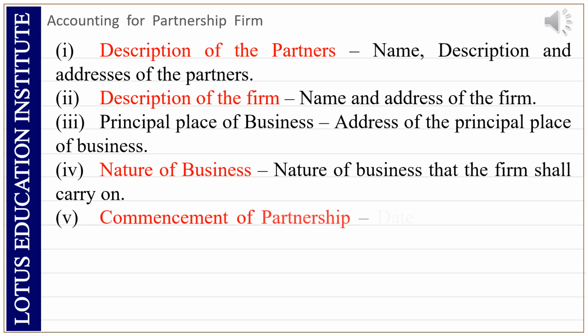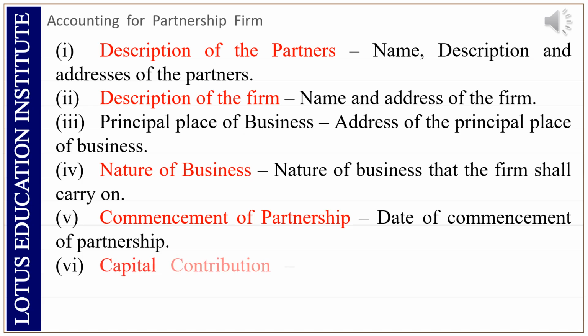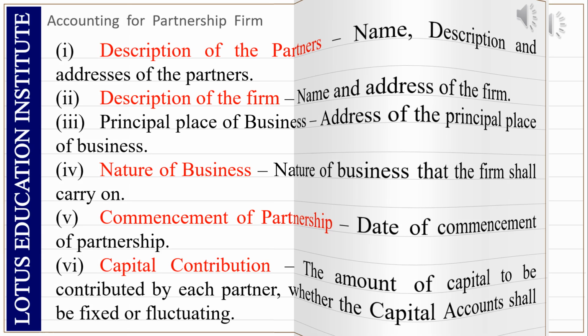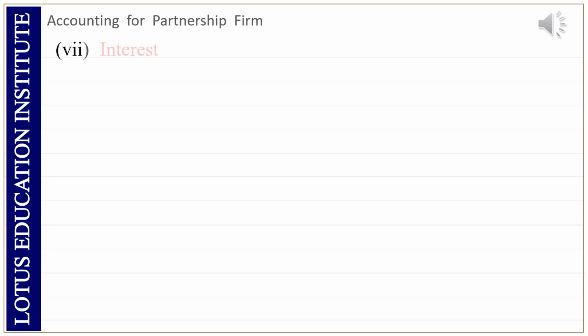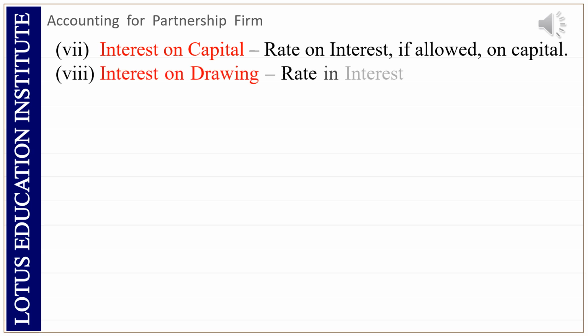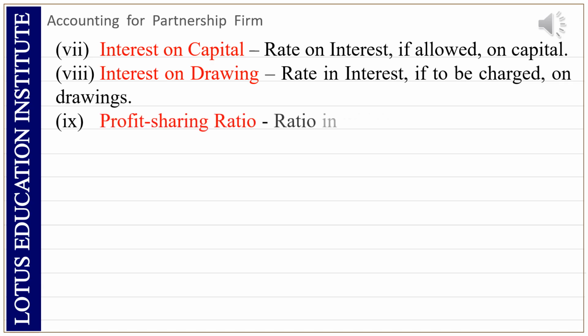6. Capital contribution: the amount of capital to be contributed by each partner, whether the capital accounts shall be fixed or fluctuating. 7. Interest on capital: rate of interest, if allowed, on capital. 8. Interest on drawings: rate of interest, if to be charged, on drawings. 9. Profit sharing ratio: ratio in which profits or losses are to be shared by the partners.